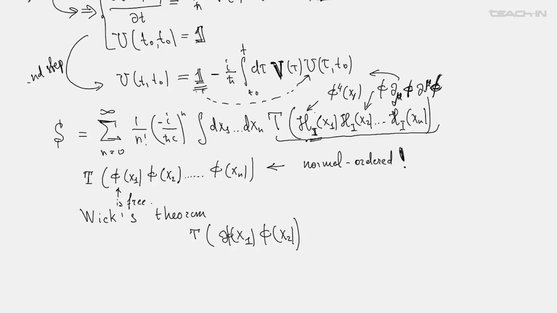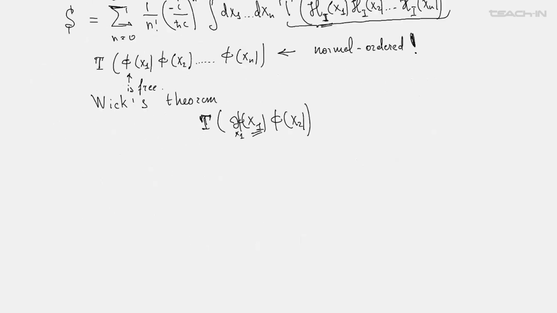So it acts only on the field which depends on x1. It does not act on the field which is at the point x2. Okay, then it's clear. Let me continue, and you will see how it works.